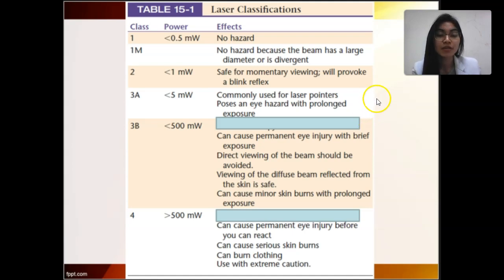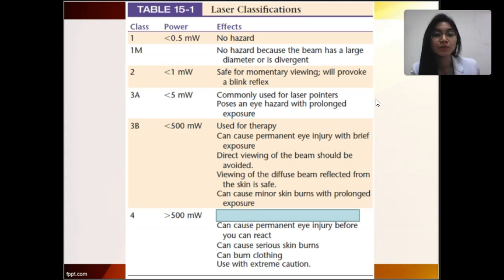Your 3B naman, this is the one that we use for physical therapy. However, this can cause permanent eye injury with brief exposure. Even with brief exposure, it could cause permanent eye injury. So medyo hazardous siya. Kaya yung the one that we are using for the rehab, meron siyang pair of glasses to be used upon using the laser therapy.